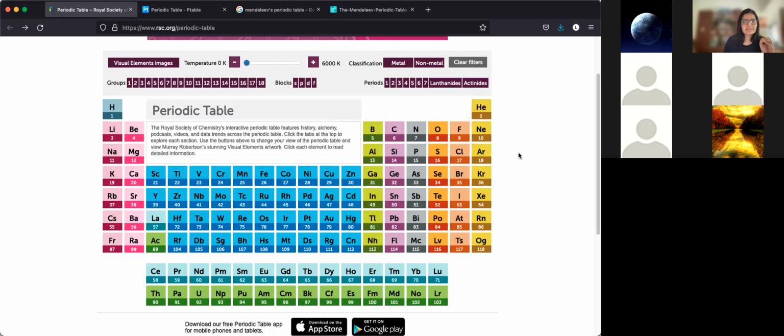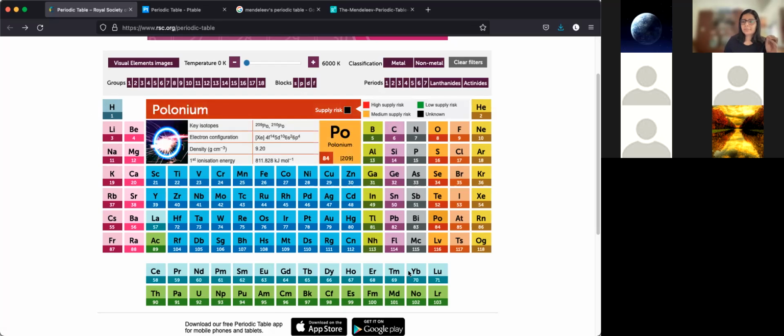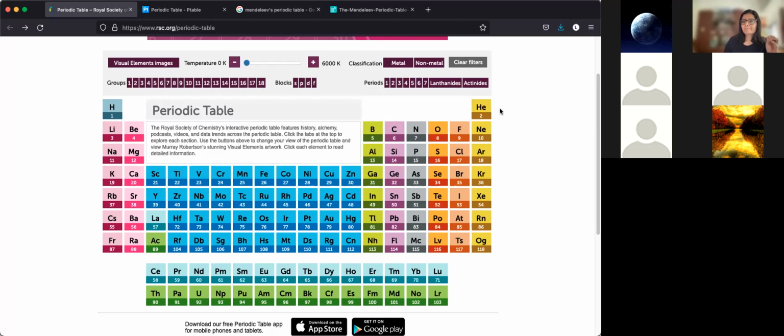The basics are the same. The horizontal rows are called periods. So each of these is a period. And the vertical columns, each of these is a group.